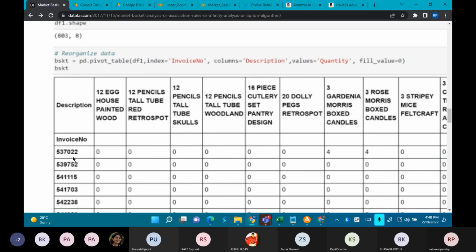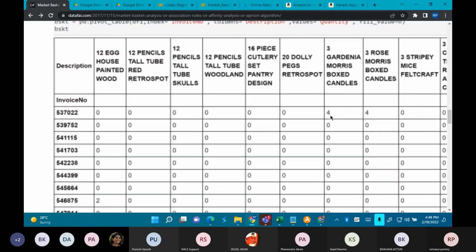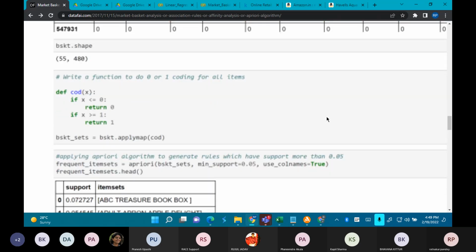So for example, in this particular invoice, this particular item was bought 4 times. However, if I don't have anything, that means that item wasn't bought. So I'm going to do the fill value as 0. Everybody's clear? Right? So I'm just going to fill the missing value with the 0 right there. Then I don't really care whether it was bought 4 times or 5 times. I just care about whether it was bought at all or not. Right? So that's what I'm going to do next in this code.